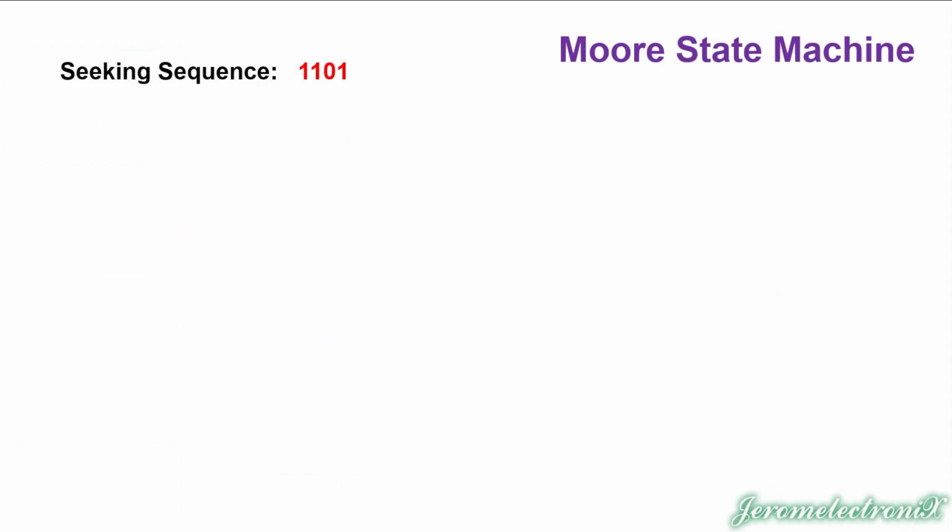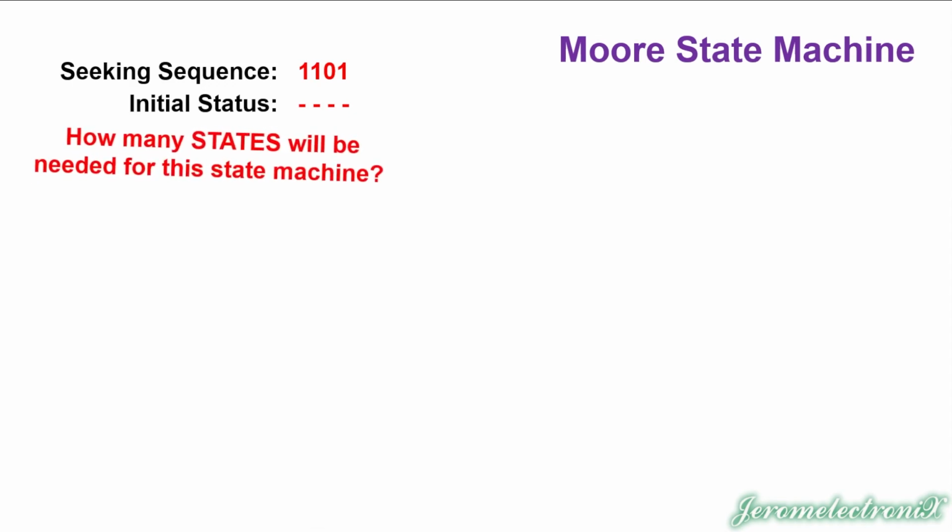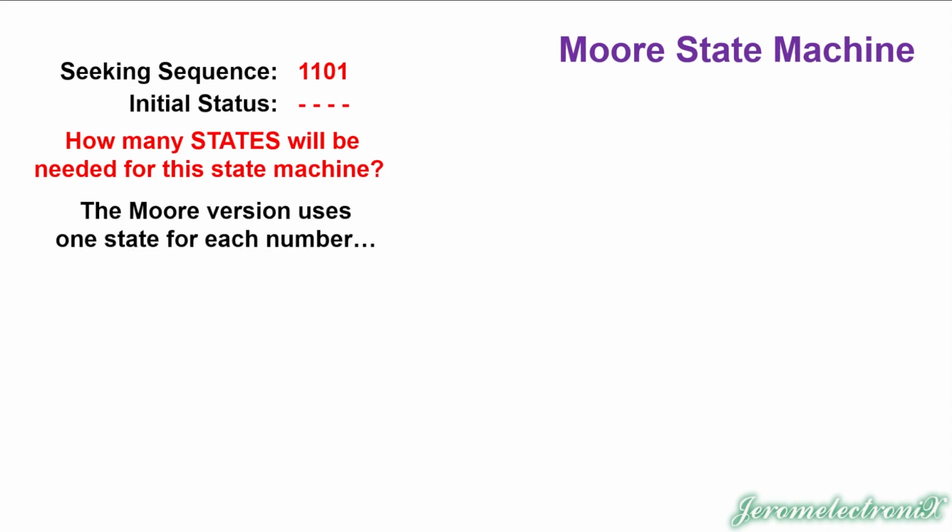The Moore State Machine. This time we're going to seek a sequence of 1101. And our initial status is that we don't have anything. And of course, if you remember, with the Mealy State Machine, we needed one state for every different thing that we were looking for. For every change in state, we needed a different state bubble on our state transition graph. So knowing that, you would imagine that the Moore State Machine here would need 4 bubbles, right? The Moore version will use one state for each number.